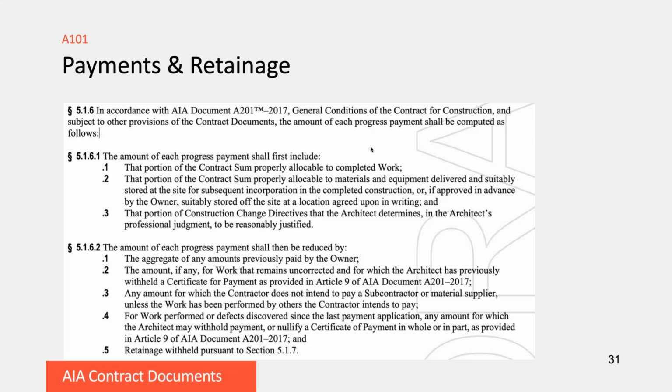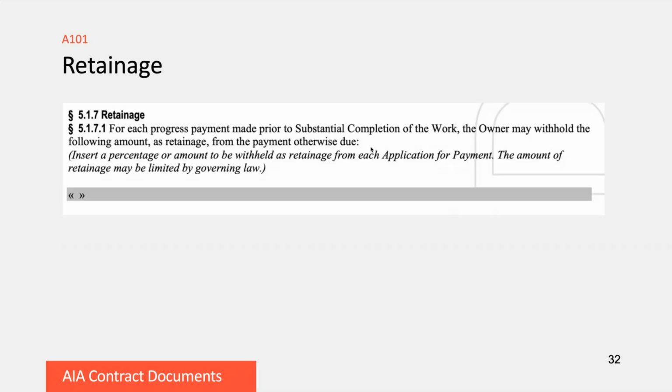And then you're going to take out work that is performed or defects that have been discovered since the last payment application. So something new might come up, some new defect that you had not noticed before, something that had been previously approved and paid, but now you're seeing that in fact that portion of the work has a problem. And then lastly, you're gonna take out retainage.